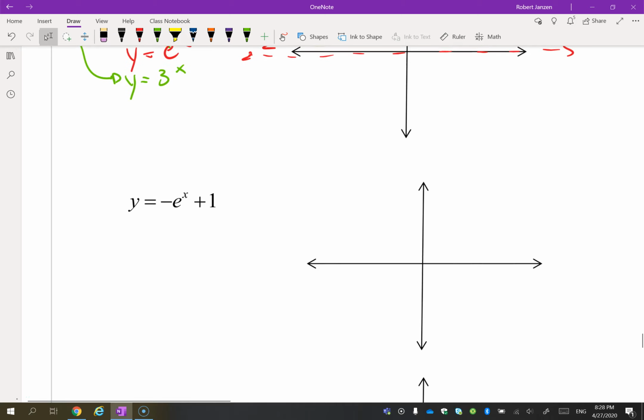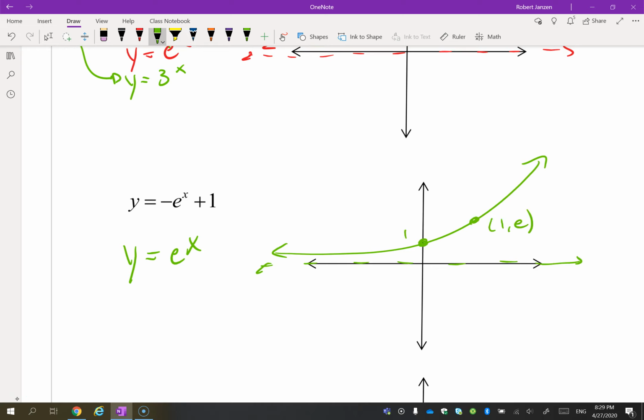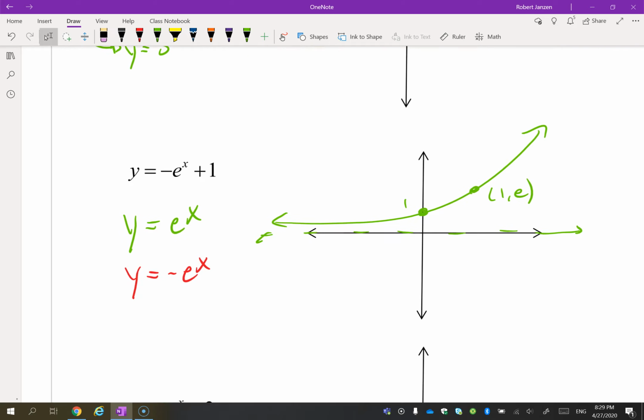Okay, so let's do a couple of quick transformations. Let's start by graphing y equals e to the x. So that's going to be like this. And let's put 2 points here. I know that one's 1, and I know this one's 1, e. Now if I want to do this, what does that negative do? That negative is going to be a vertical reflection. It's going to take the y values and turn them upside down. So you're going to end up going down here.